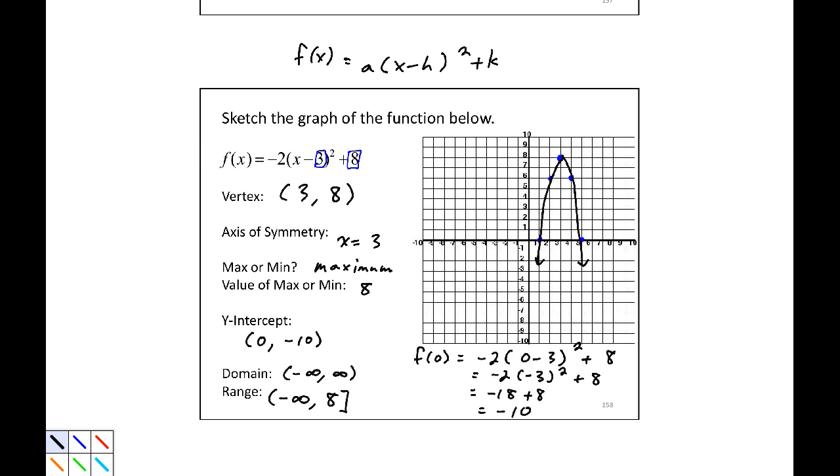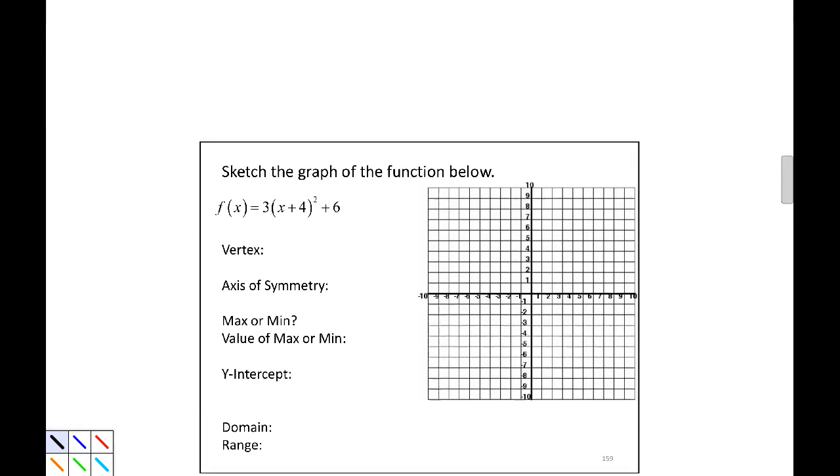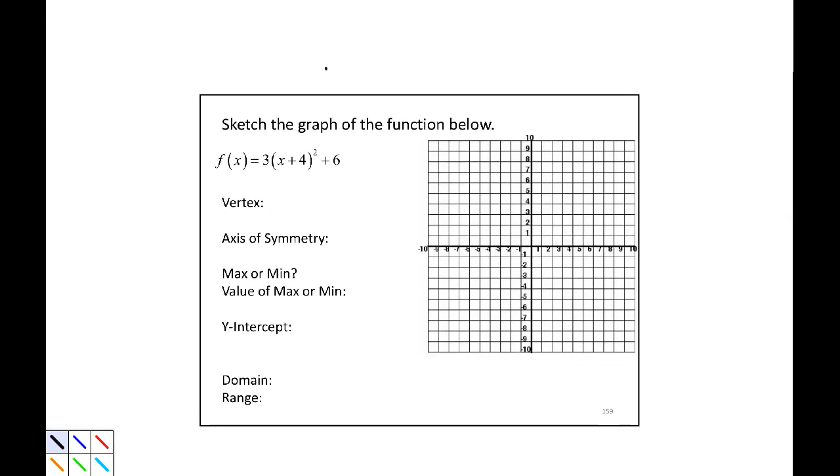Let's look at one more example of this process. Again, we want to look at our vertex form, a times (x minus h) squared plus k. Now, because we have a plus 4, if you think back to transformations, that means you go to the left 4, which would be negative. So our vertex is (-4, 6). It's the opposite of what occurs in the parentheses, because that form already has a minus sign.